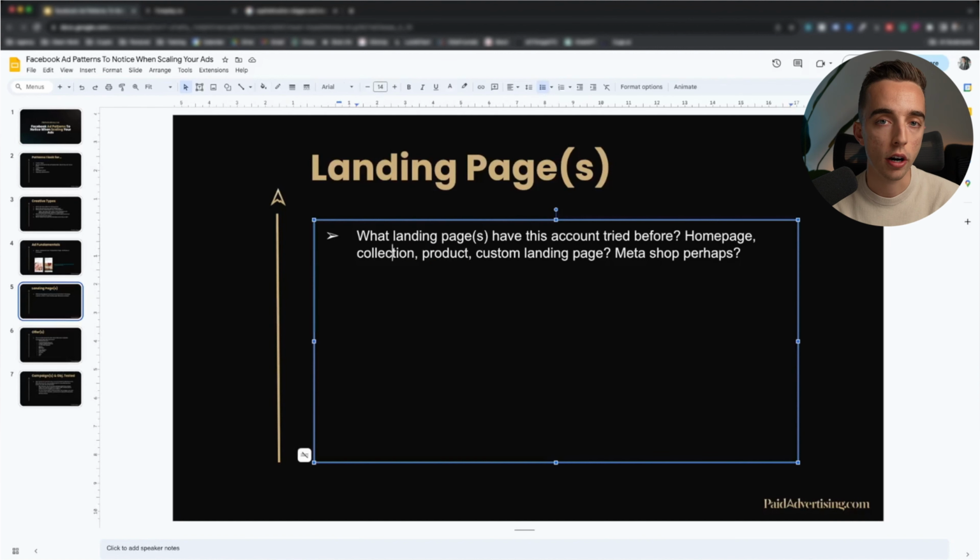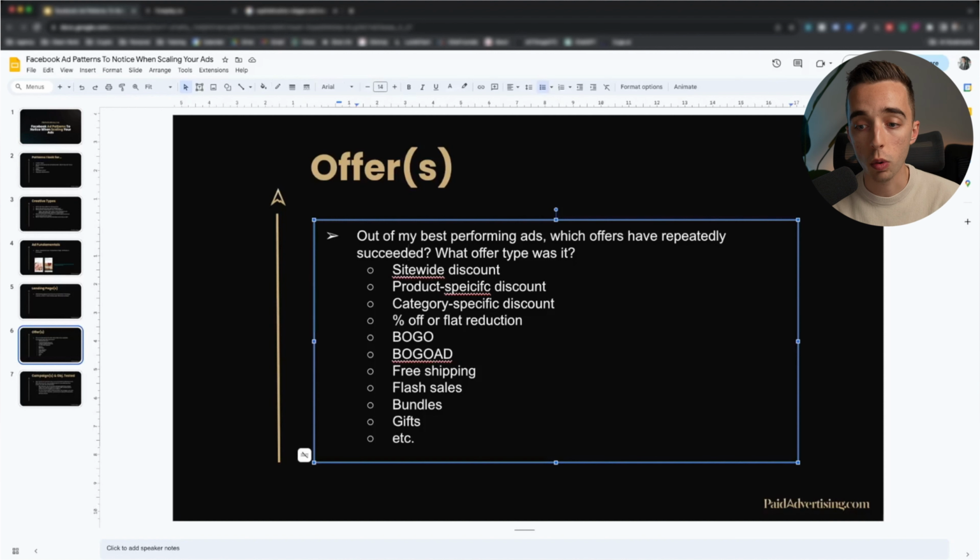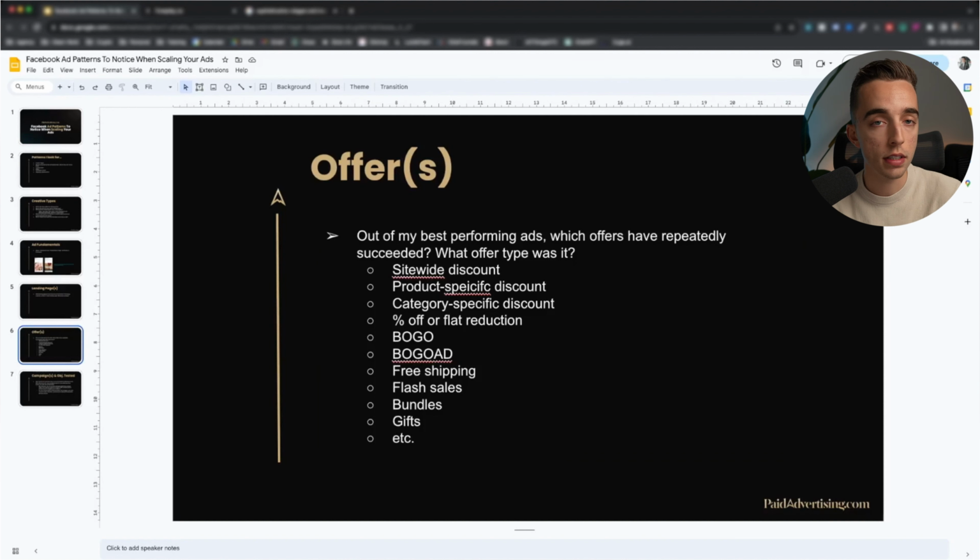What offer type was it, right? Same thing again, look at your 5 to 10 winning ads. Note down the offers that you've used. So looking at this right here, was it a site-wide discount, right? Percentage off the entire website, right? 5% off your first order. Doesn't matter what product it is, you got 5% off your first order.